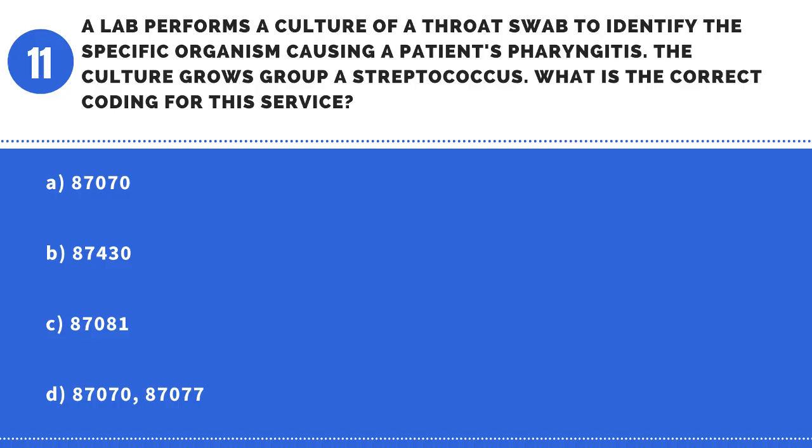patient's pharyngitis. The culture grows group A Streptococcus. What is the correct coding for this service? A. 87070. B. 87430. C. 87081. D. 87070, 87077.